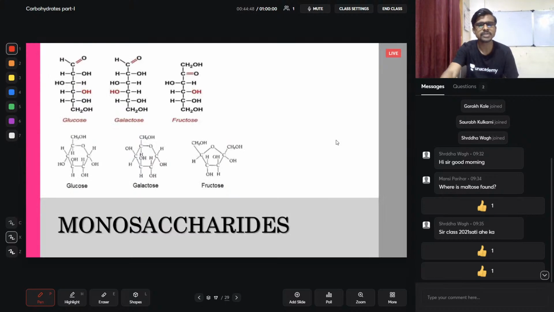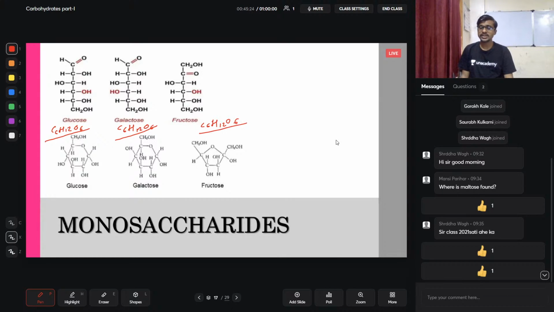Let's say these are monosaccharides, and the monosaccharides are glucose, galactose, and fructose. If you see the structure and the difference between the structures, now let's see the formula. This is C6H12O6, you can count it. This is also C6H12O6, and this is also C6H12O6. So the number of carbon, hydrogen and oxygen in each and every structure is the same. I mean, it is C6H12O6.